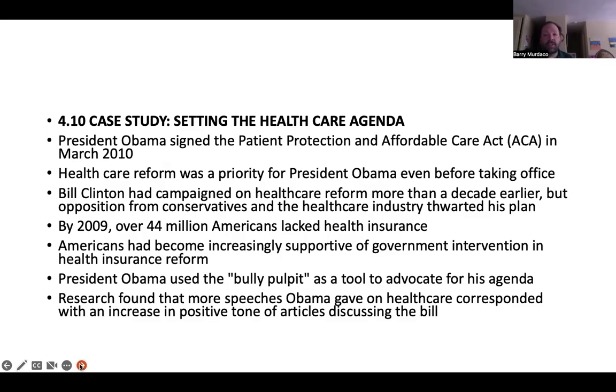President Obama signed the Affordable Care Act in March 2010. Healthcare reform was a priority for President Obama even before taking office. Bill Clinton had previously campaigned on healthcare reform more than a decade earlier, but opposition from conservatives in the healthcare industry thwarted his plan.